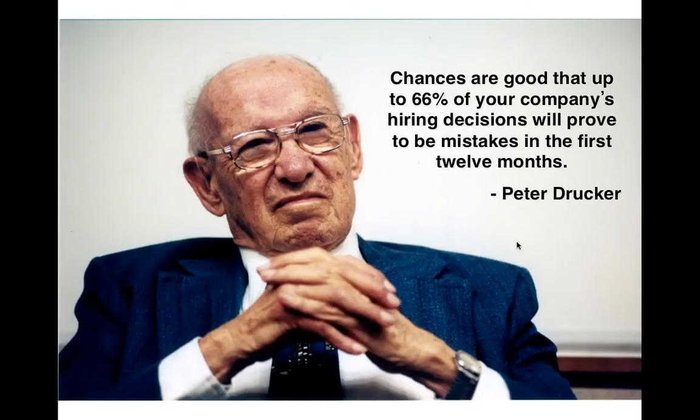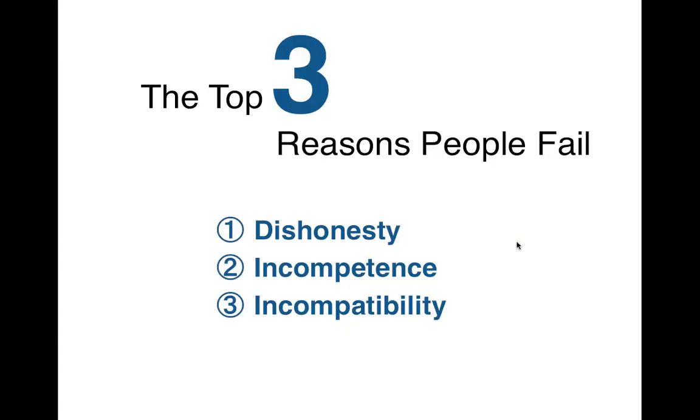Now, one of the management gurus, Peter Drucker, once said that chances are good that up to 66% of your company's hiring decisions will prove to be a mistake in the first 12 months. He also listed the top three reasons why people fail, whereby the very top reason is dishonesty, in addition to incompetence and incompatibility in the job.